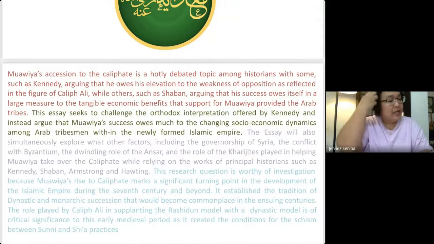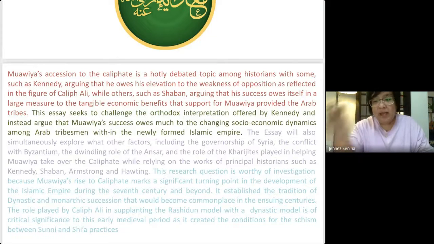Let me continue reading. This essay seeks to challenge the orthodox interpretation offered by Kennedy and instead argue that Muawiyah's success owes much to the changing socio-economic dynamics among Arab tribesmen within the newly formed Islamic Empire. So, what is the main point of the essay? The main point of the essay is to argue that it was because of these economic benefits. That's why Muawiyah became the caliph.